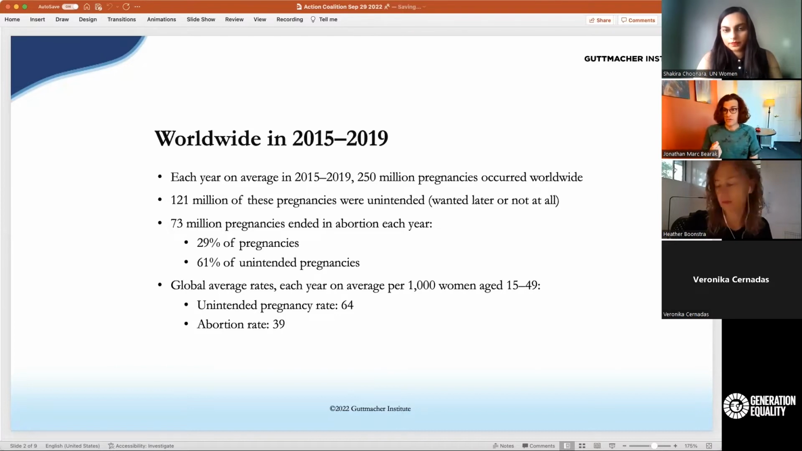So those 61 million abortions each year correspond to 29%, so almost 1/3 of all pregnancies, or 61% of all unintended pregnancies, 6 in 10. The global average rates per 1,000 women who were 15 to 49 per year were 64 for unintended pregnancies and 39 for abortion. That sets the stage. I'm not going to talk about unintended pregnancy anymore for time, but it's important to contextualize that the vast majority of abortions follow from unintended pregnancies.